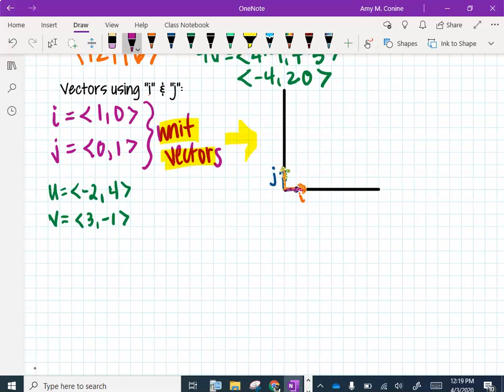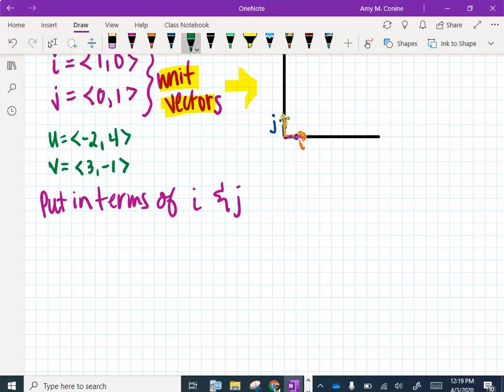So what I mean is we're going to go ahead and take our vectors u and v. So u is negative 2, 4, and v is 3, negative 1. I switched them up for this particular problem. So what we're going to do is put these in terms of vector i and vector j. So what that's going to look like is just this.